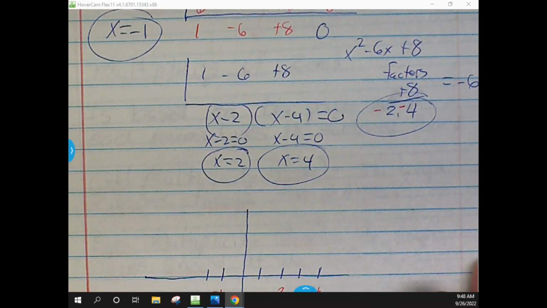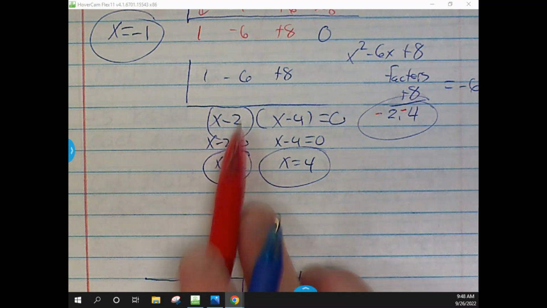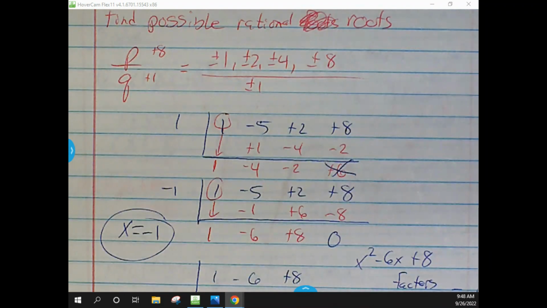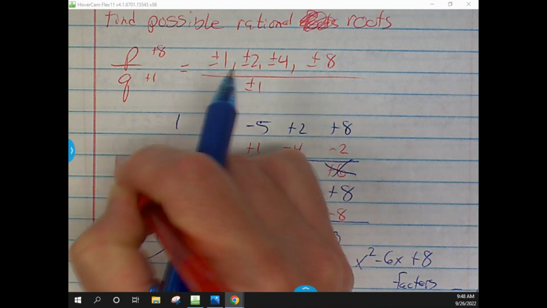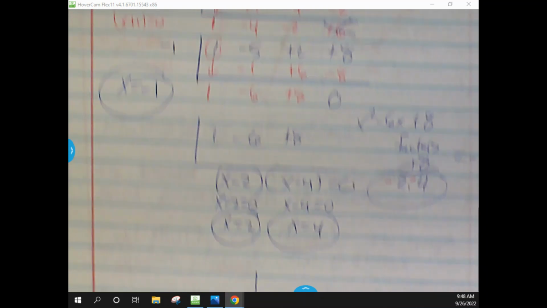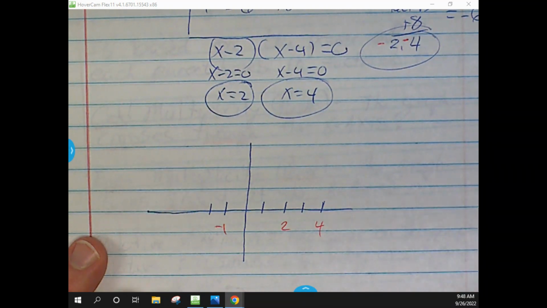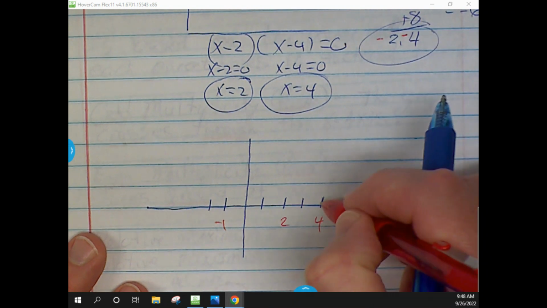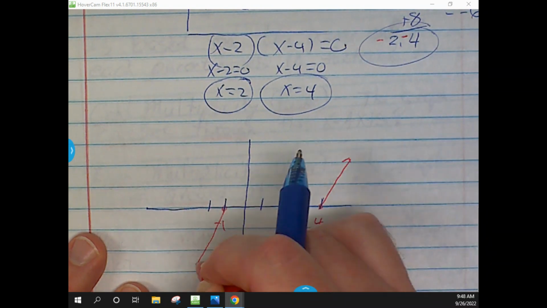Okay, they're all multiplicity of 1, correct? Because when we factored this one, there was only one x minus 2, there was only one x minus 4. This one technically would have been x plus 1 equal to 0. But again, the answer only showed up one time, so each one of those only had a multiplicity of 1. And again, we had that same end behavior. The right side is going up, the left side is going down.